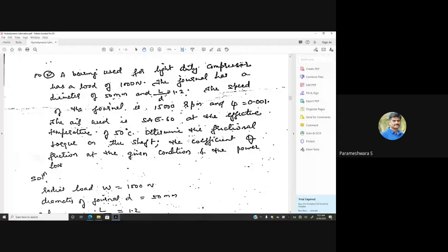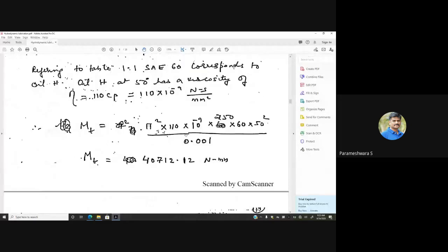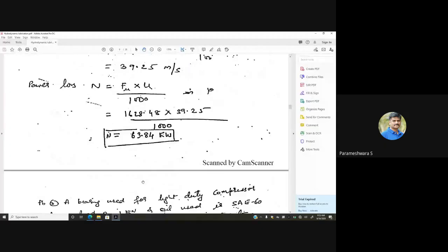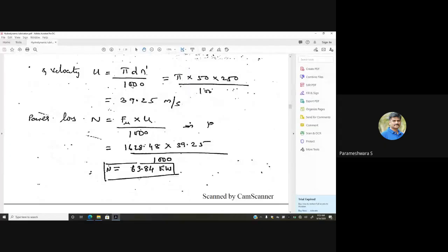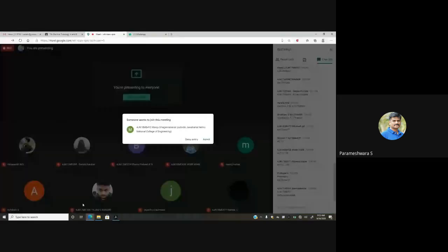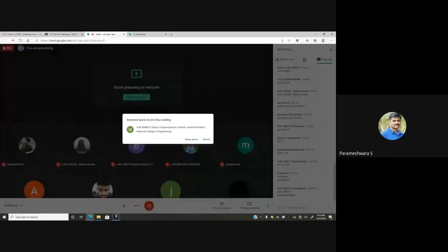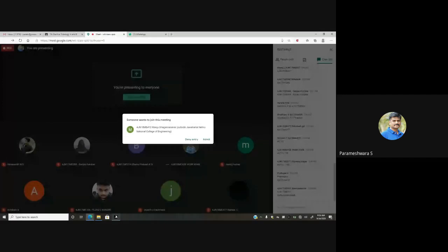The lubricant gets heated up, so it will lose its viscosity, and in turn that leads to power loss. So 63.84 kilowatt. Is there any doubt with this problem? Let me know. No, sir. Is there any doubt? If not, I will move ahead.